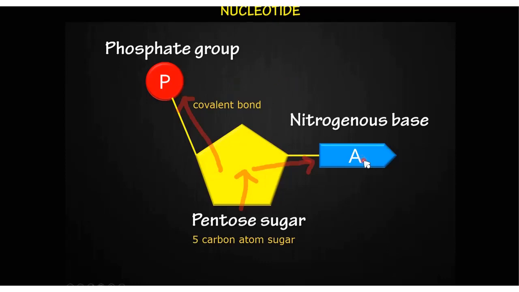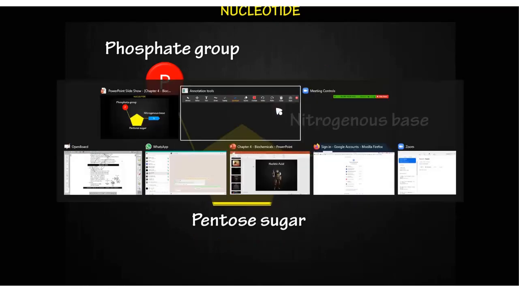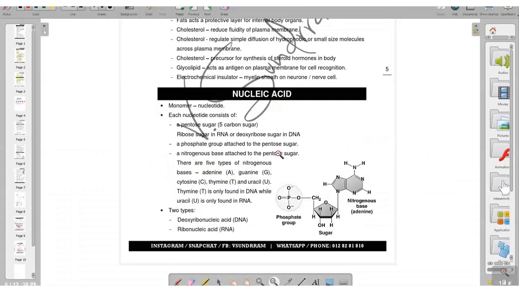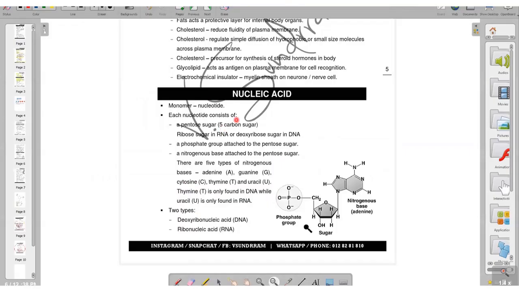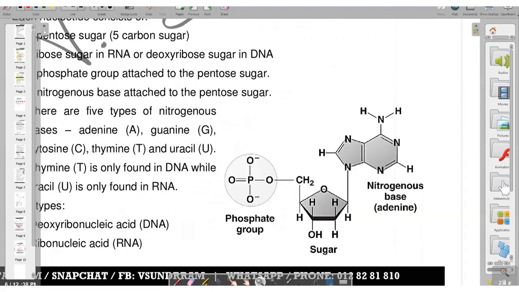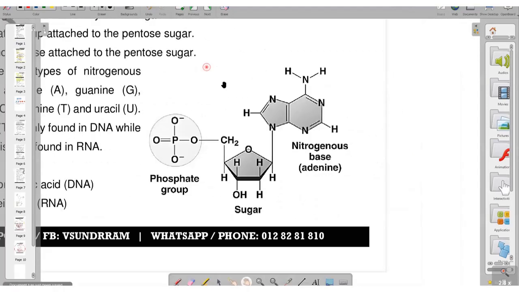But more important for your exam is you must be able to draw this. So if you check your notes, now I'm going to your notes. So in here, the simplified one looks like this. What I have in the notes is a bit more detailed. So if I go here, this is the nucleotide that you have in your notes.